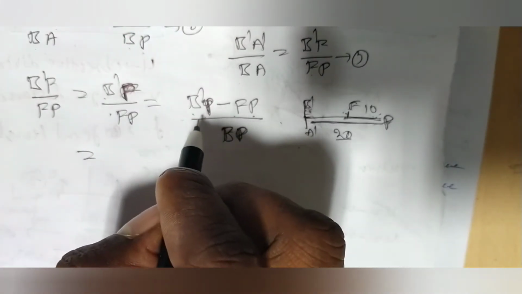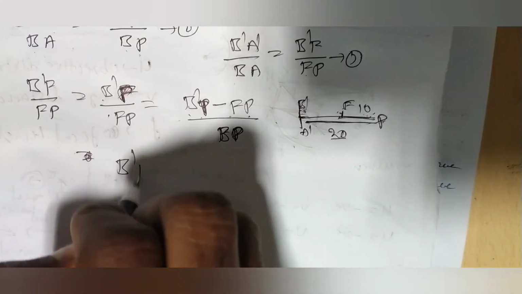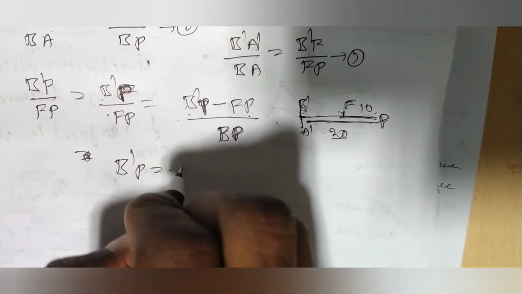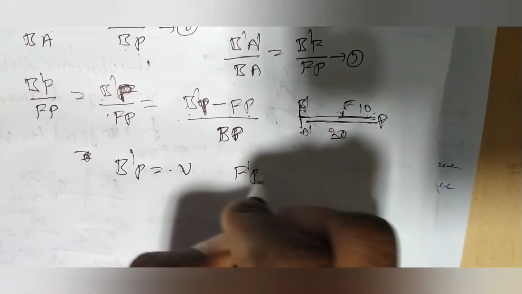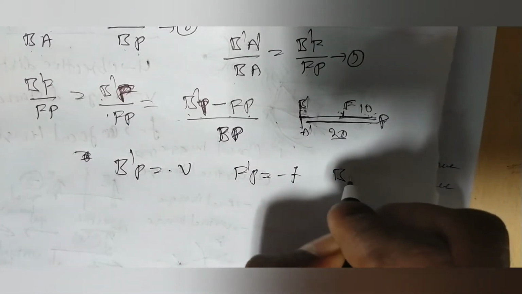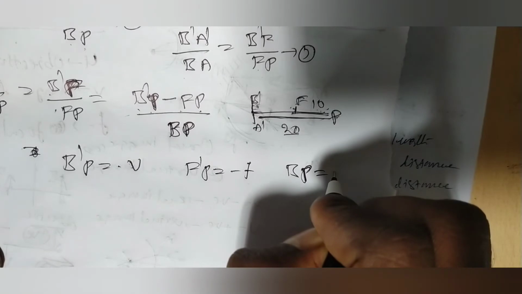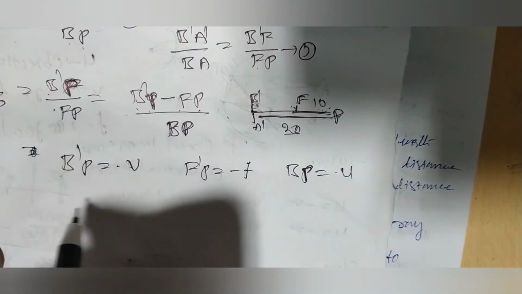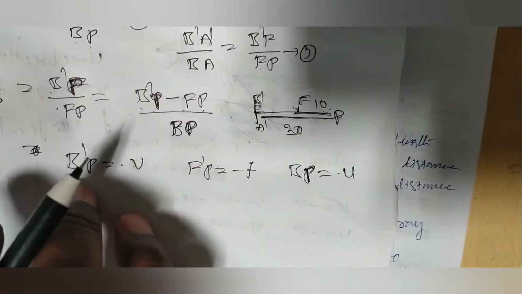Okay, from this one we can write down here, we know the values of b dash p. Here b dash p is the image distance, that is v. F dash p is the focal length, that is f. bp is the object distance, that is u. See the diagram.